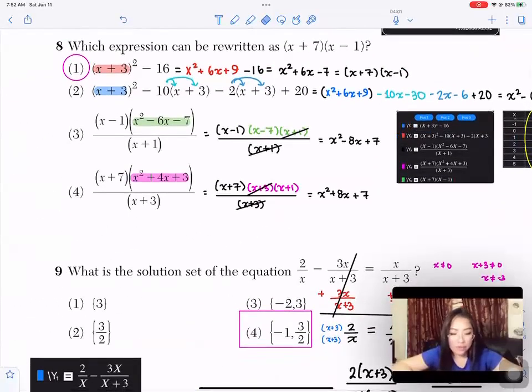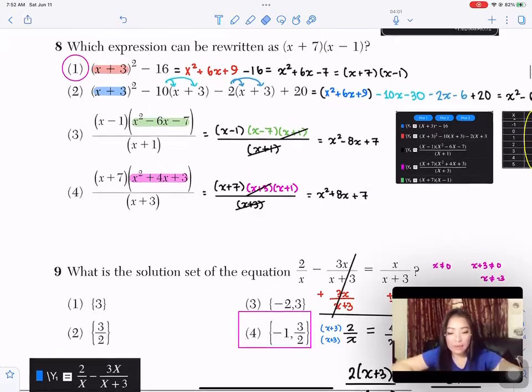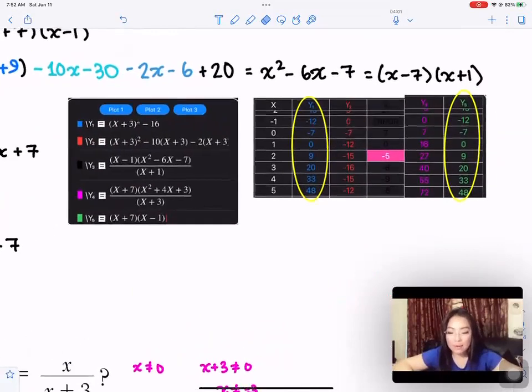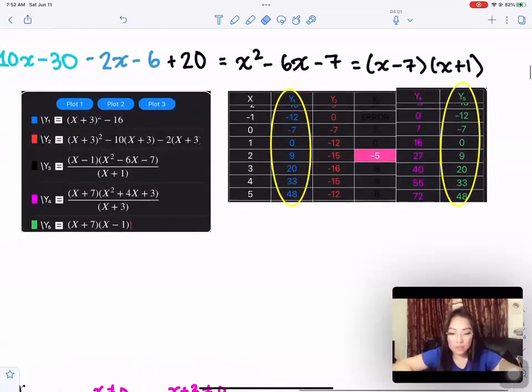The last one, if you factor everything and cancel all the like terms, you get x squared minus 8x plus 7. And number 4, you get x squared plus 8x plus 7. Okay. If you want to look at the foiling out a little bit closely, you can, but I'm going to skip over it because it takes too long. And for the most part, you all know how to do this.